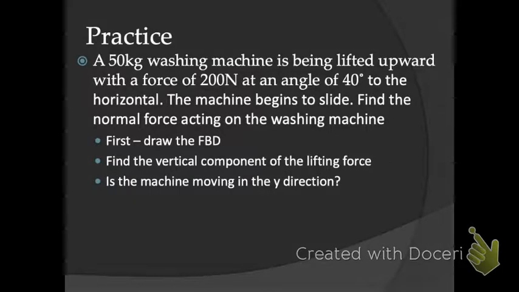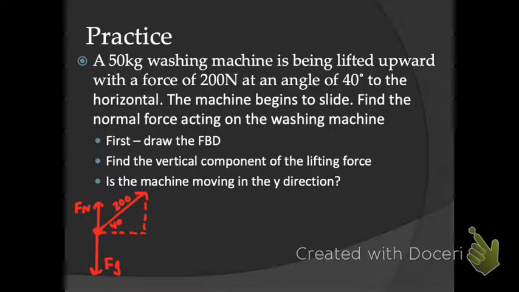So here's my free body diagram of my washing machine. I've got gravity. It says we're lifting it, or pulling it upward at 40 degrees. My force that I'm pulling with is 200. And then I also have a normal force because it's on a surface. I actually did draw it, it's just not showing up on your screen.